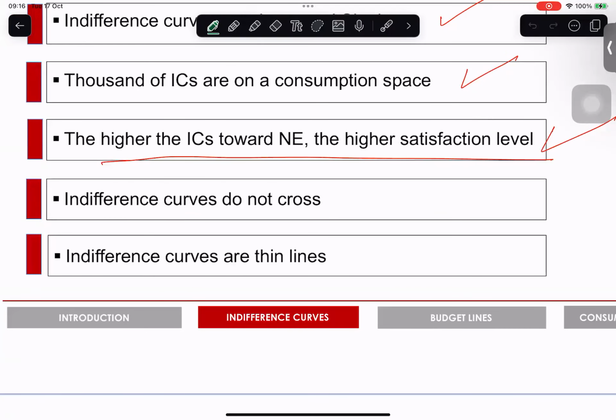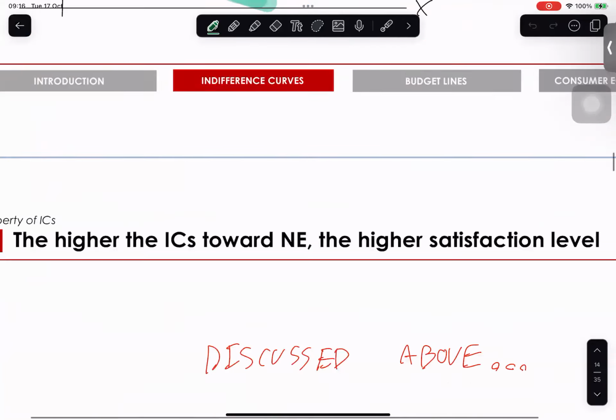The fourth, proved in the class, is that indifferent curves from a person's preference, let's say Mr. A, cannot cross. We proved this. And the last one, indifferent curves look like a thin line, not thick. You will see here soon.